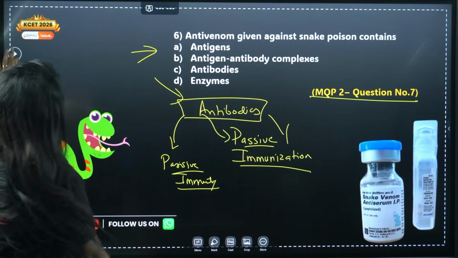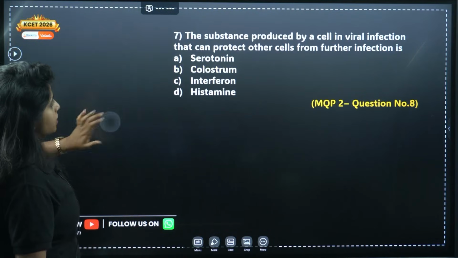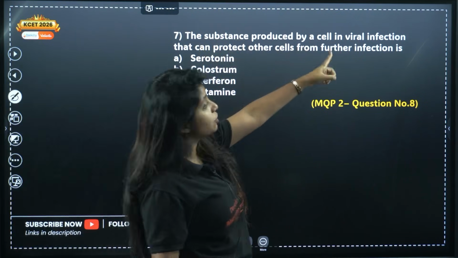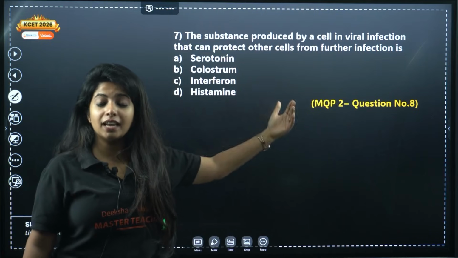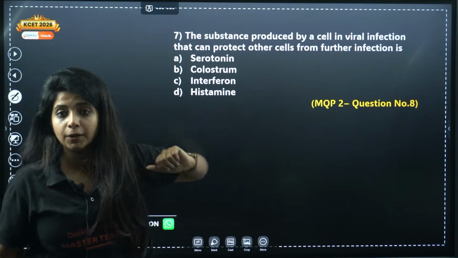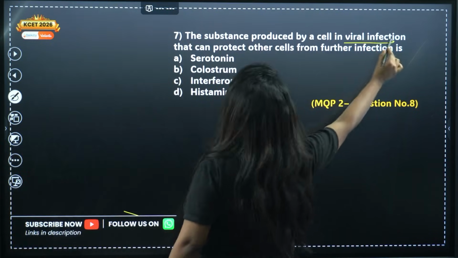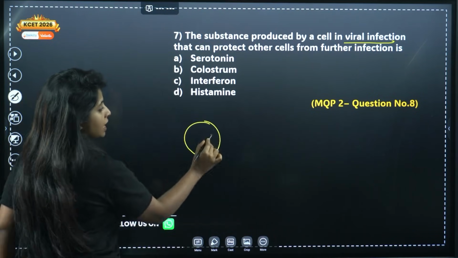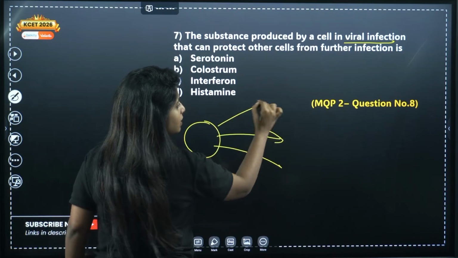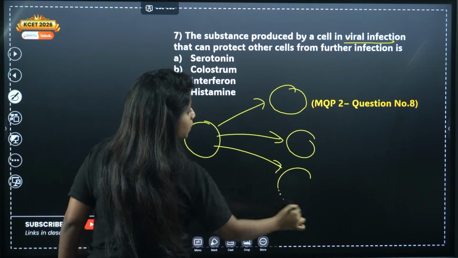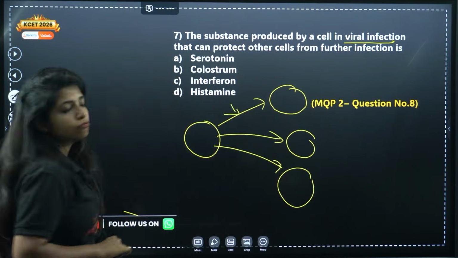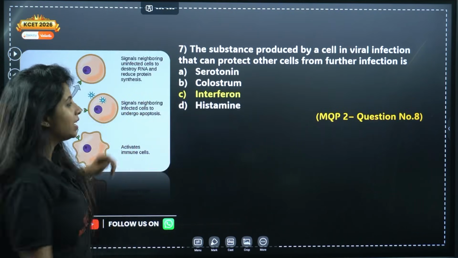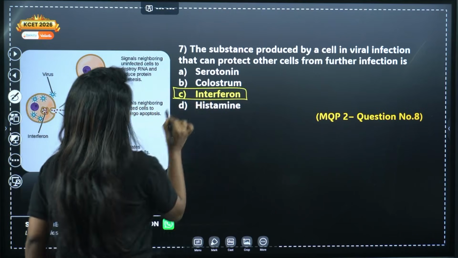Cool? Cool. Now, question number 7. The substance produced by a cell in viral infection that can protect other cells from further infection is, again, model question paper 2, question number 8. So what is that substance? As I said, one cell is affected, and it is producing something that protects the other cells. What is this thing that is being produced? I already explained this while I was talking about innate immunity. It is interferon. It is interferon which is being produced.